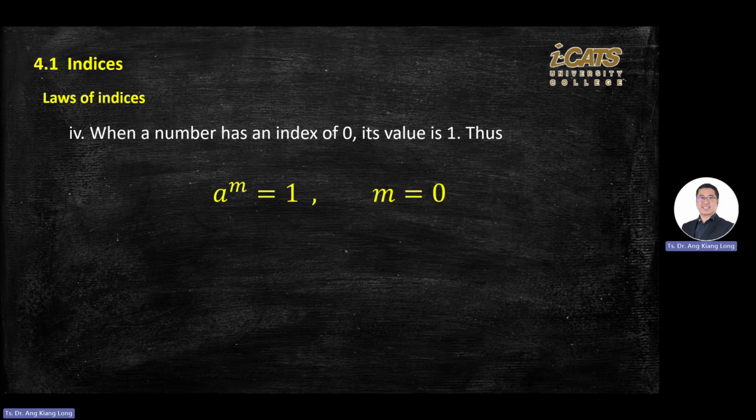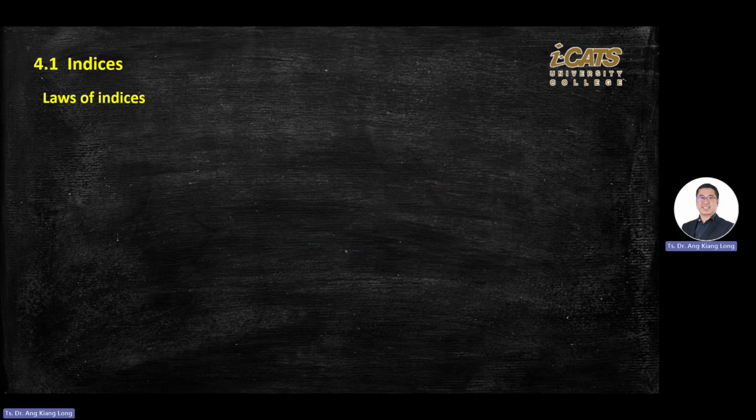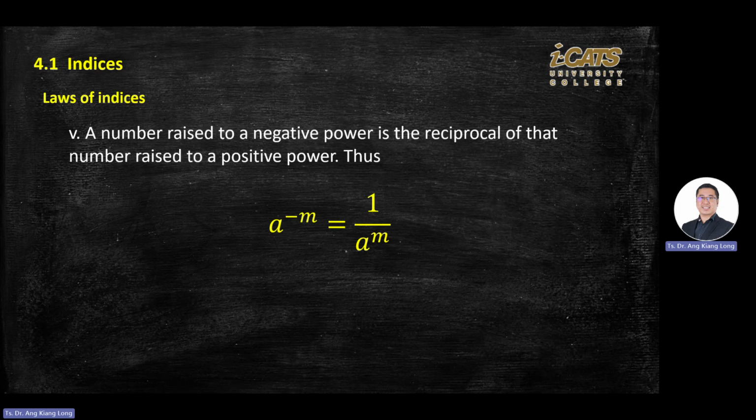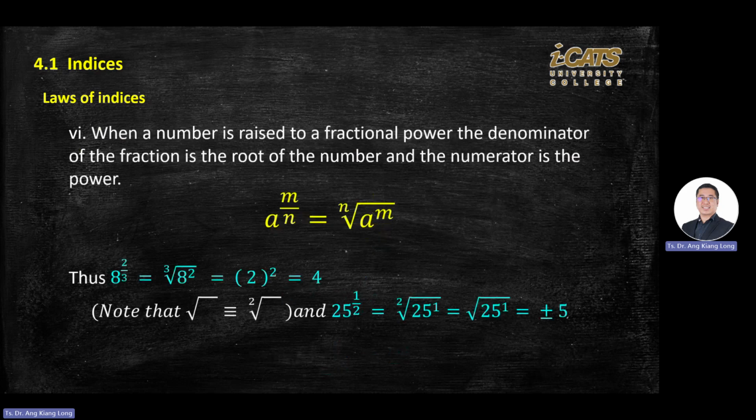The third one, if your exponential power is 0, means you will get 1 as the final answer. And if you need to find the reciprocal, you will have the power of minus m, reciprocal. And you have a combination of power of m divided by n, means you power the m and then you root the n. Okay, so we have gone through all this.